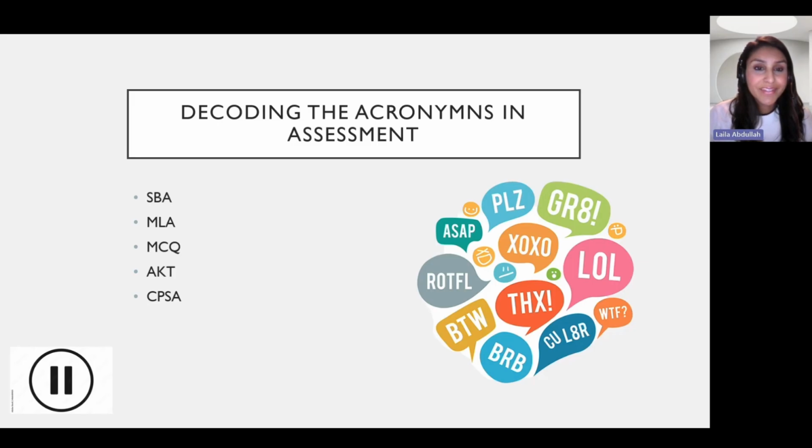So just a short activity for you here. There are some acronyms which we commonly mention in assessment, including SBA, which I've already given away, but there are a few others here. So just have a quick look at those and see if you know what they are.